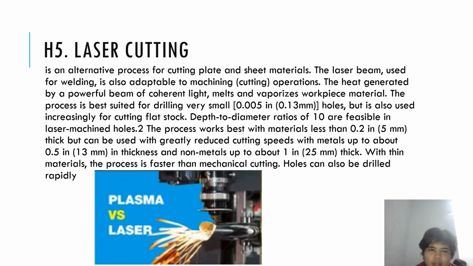Laser cutting. Okay, we're going to talk about these operations. The heat generated by a powerful beam of coherent light melts and vaporizes workpiece material. The process works best with material less than 0.2 inch thick, but can be used at greatly reduced cutting speeds on metal up to 0.5 inch, but the time you need to cut it takes way longer. With thin materials, the process is faster than mechanical cutting.